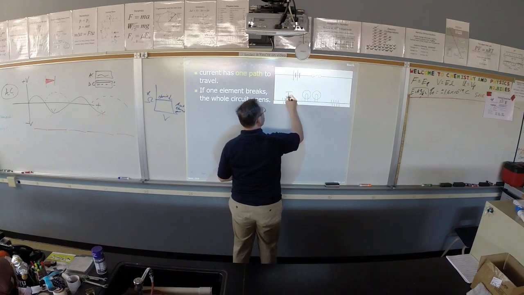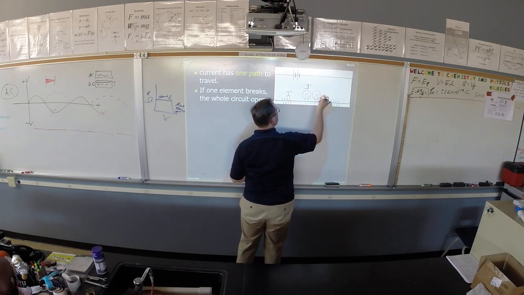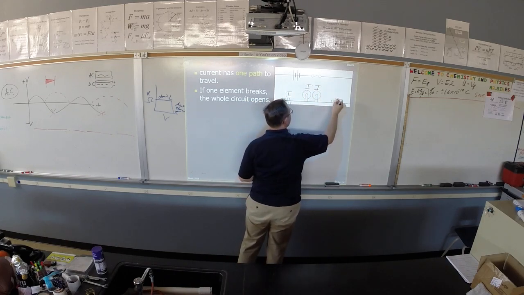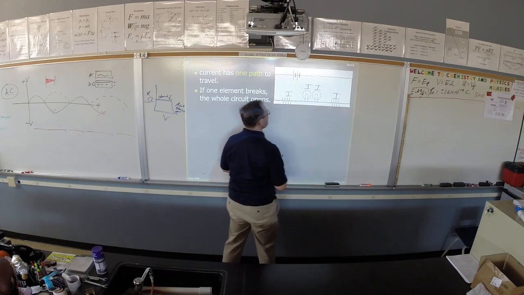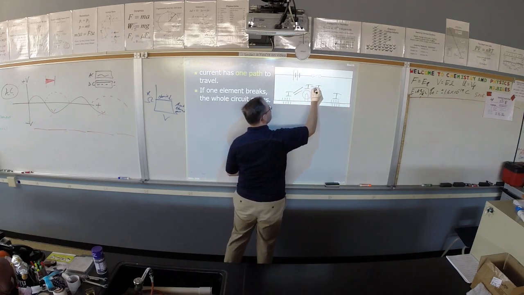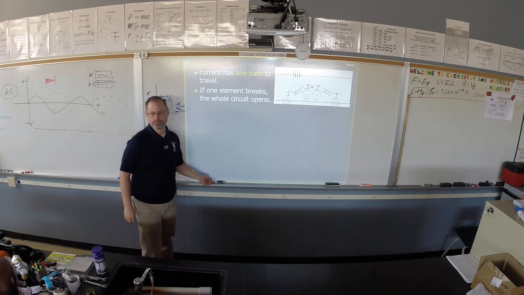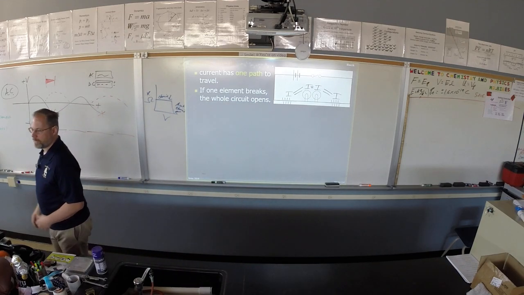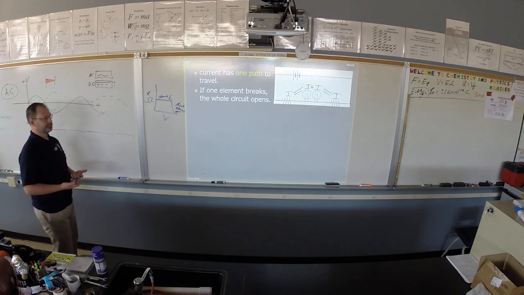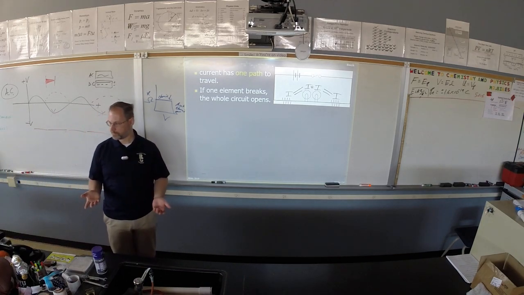This resistor has a current I. This light has a current I. This light has a current I. And this light has a current I. And they're all equal in a series circuit. In a series path, the current is equal for all devices.